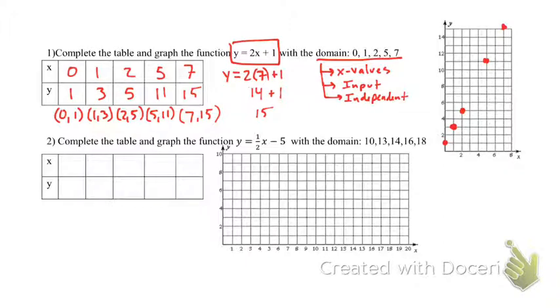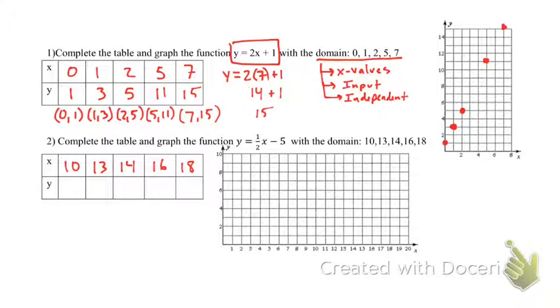Okay? So let's do number 2. If we have no questions, let's do number 2. We're going to do the same process, graph it, and go from there. So again, we have our domain. These are our x values, 10, 13, 14, 16, 18. So 10, 13, 14, 16, 18. And then we are going to find our y values by plugging into this function.